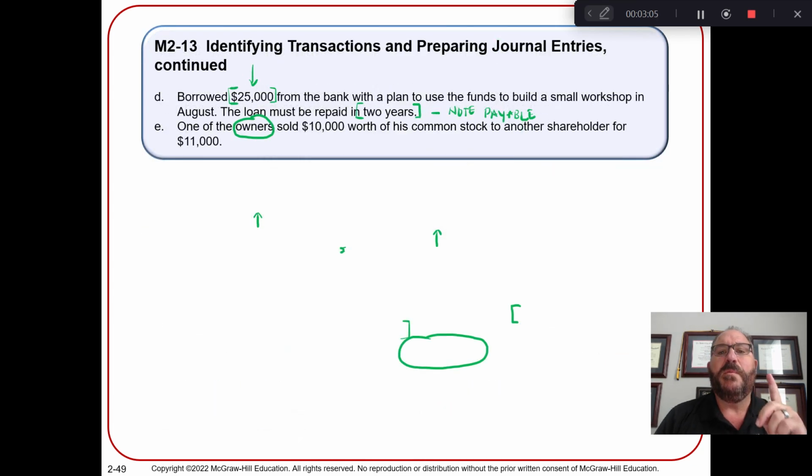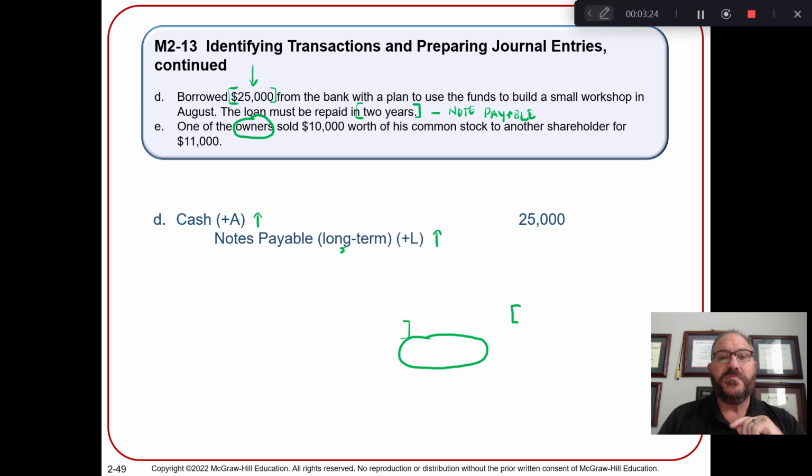Now we borrow money from a bank, and we're going to use it to build a small workshop. It's going to be repaid in 2 years. Now remember, it's longer than a year, and they're going to sign something from a bank, so it's going to be a note payable. They got cash, $25,000. It's an asset, it's increasing. Notes payable long-term, $25,000.